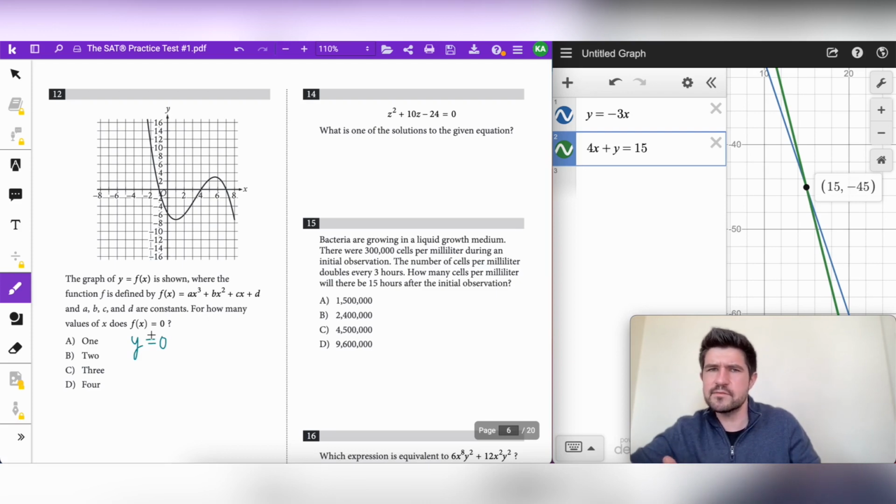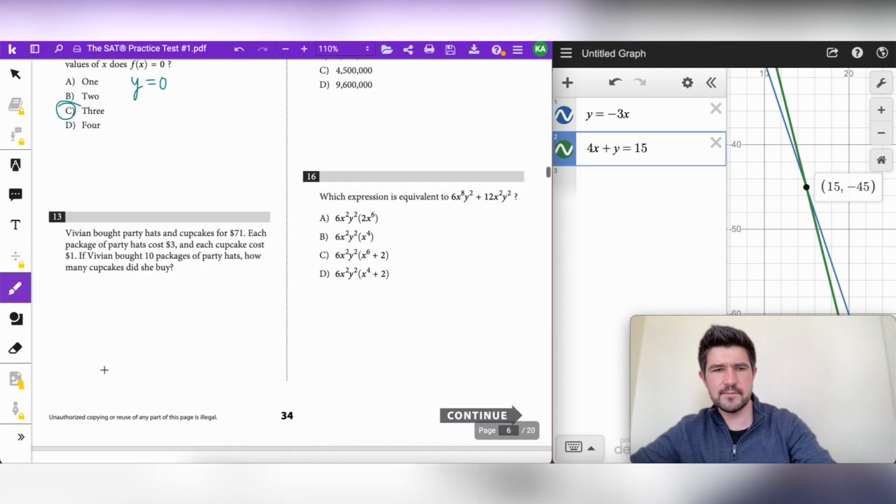So if y is equal to 0, where would that be? Well, y is always 0 on the x-axis. And so the question basically is asking you, how many times does this graph cross the x-axis? And we've got 1, 2, 3 places, and so the answer is simply 3. So don't let that confusing, intimidating looking problem mess with you. It's actually rather simple. What about the next one?